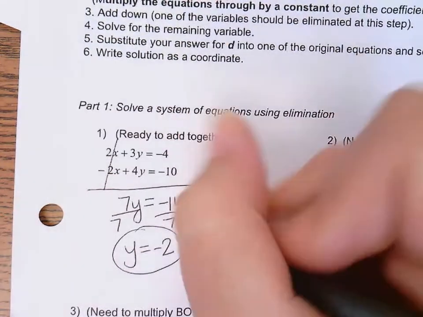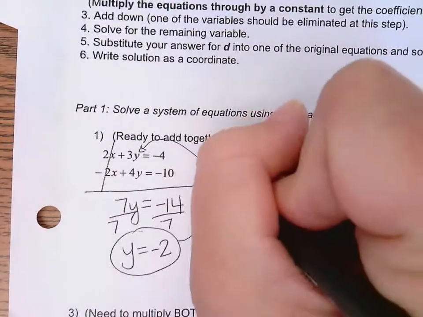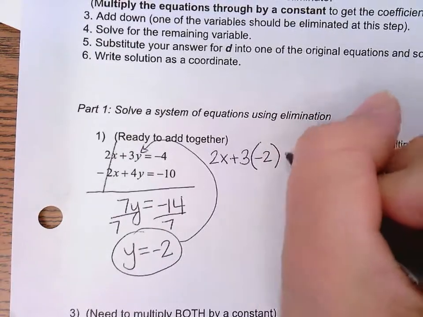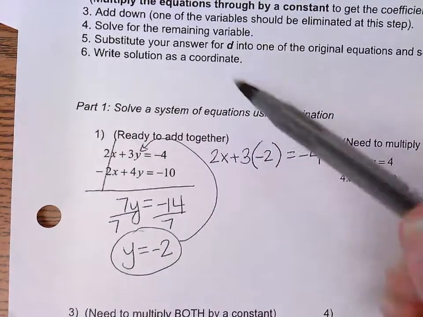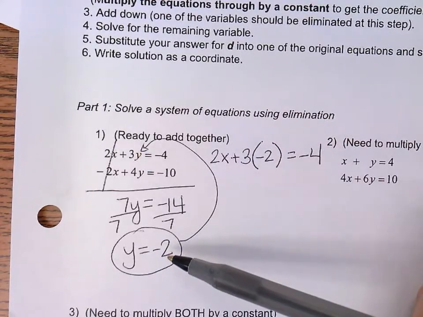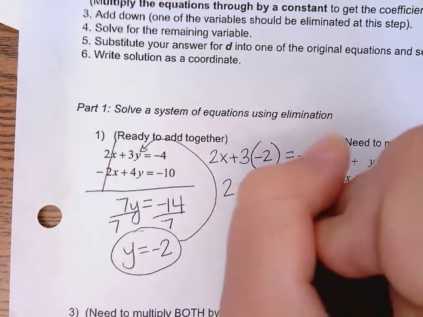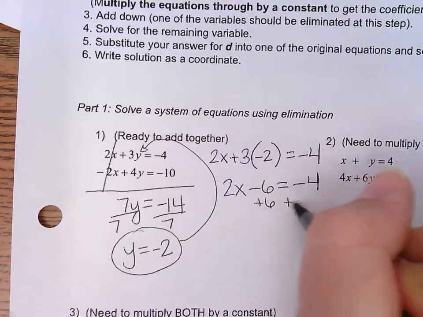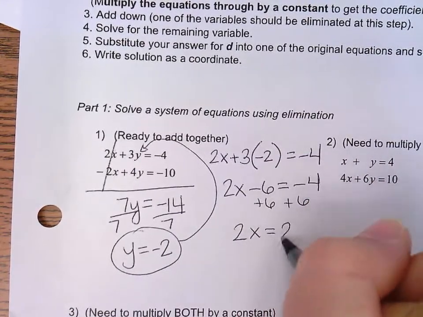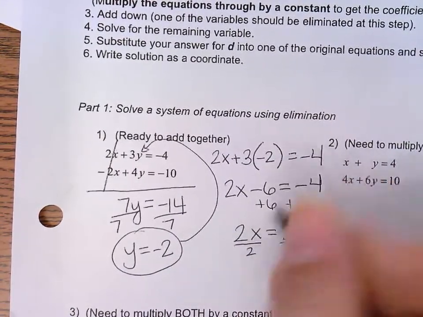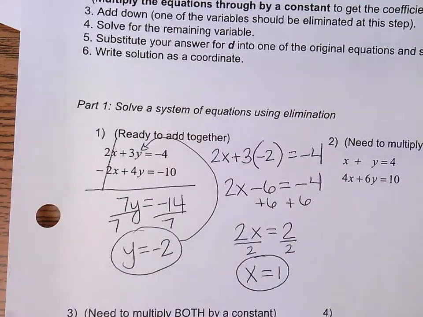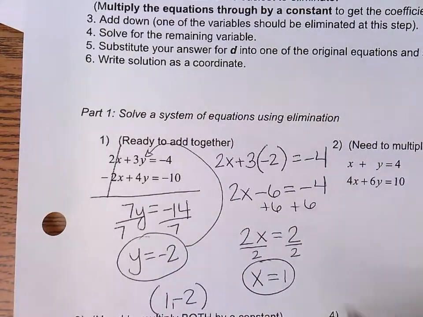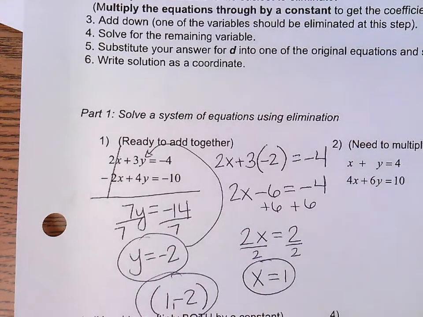I'm going to go ahead and plug it into the top equation. So I would have 2x plus 3 times negative 2 equals negative 4. I've replaced this y with the value negative 2. So now I have 2x minus 6 equals negative 4. Add 6 to both sides. 2x equals 2. And last step, divide by 2. Voila, I know that x equals 1. And I should write the answer to this system of equations as a coordinate. So 1 comma negative 2 is my solution.